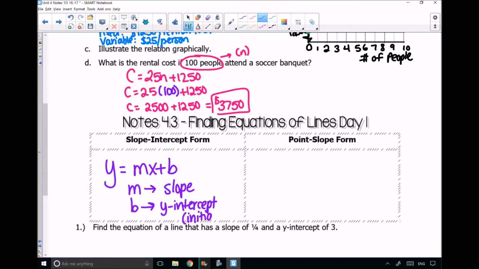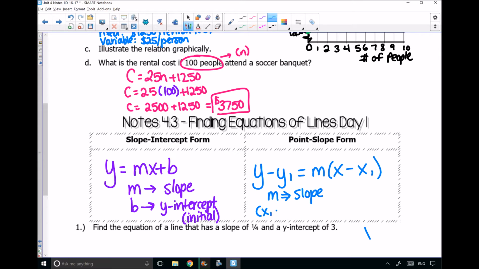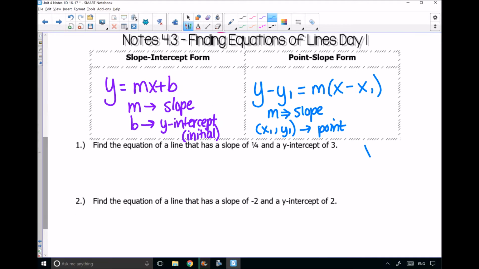So your point-slope form is going to be, this is the new one, y minus y1 equals m times x minus x1. Now don't let this scare you, it's not so bad. This works when m is still our slope, and then if we have a point, x1 comma y1. So this right here is a point.